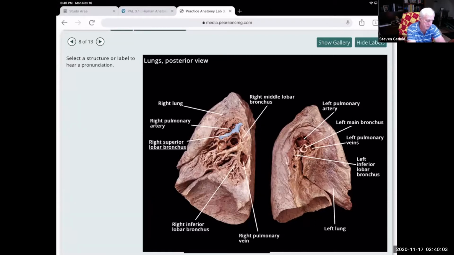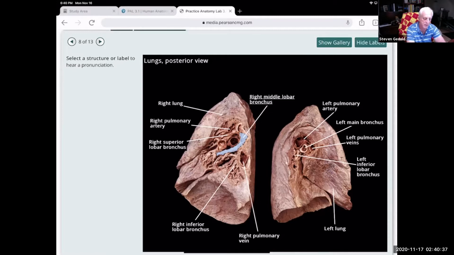Okay, you also have a right inferior bronchus. This is the right superior lobar bronchus. This is the right inferior lobar bronchus. And then you've got your right pulmonary vein closest to the middle. And the right middle lobar bronchus. So you have a right superior, a right middle, and a right inferior lobar bronchus, because there are 3 lobes to the lungs. Each of those enters one of the lobes of the lungs from the primary bronchus, branching off the trachea.